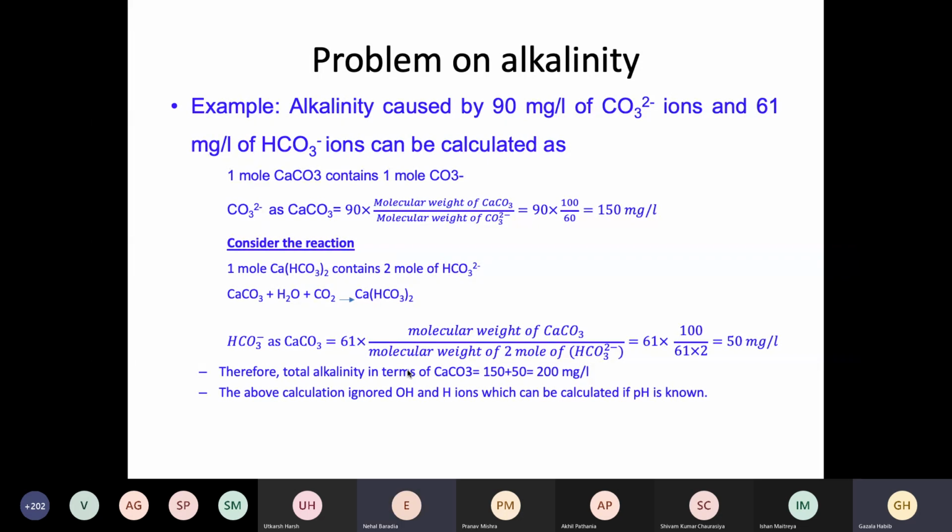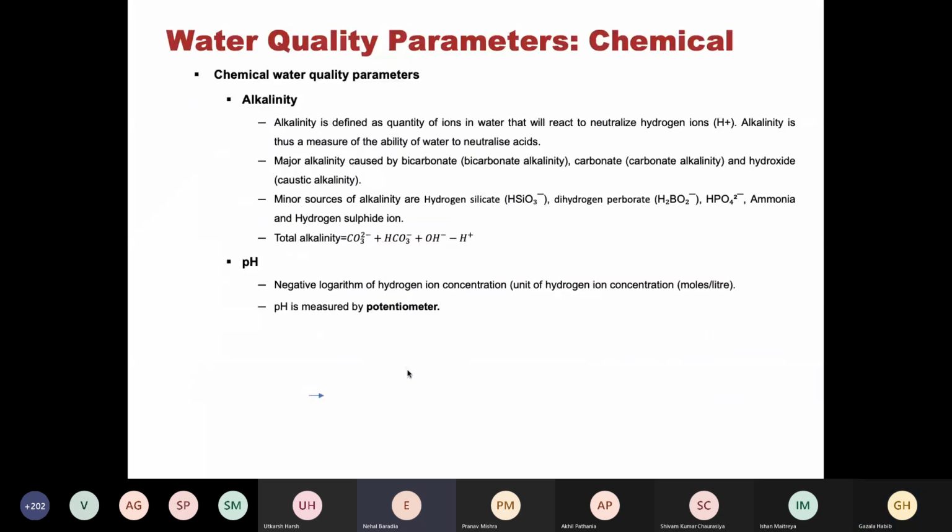Ma'am, in the previous slide, should we use a multiplication factor of 2 with the carbonate ion? Multiplication factor of 2 with the carbonate ion for what? Because it can neutralize 2H plus. Yeah, let's see the reaction. I will tell you the reactions in the next slide. Okay, we will see the reactions.